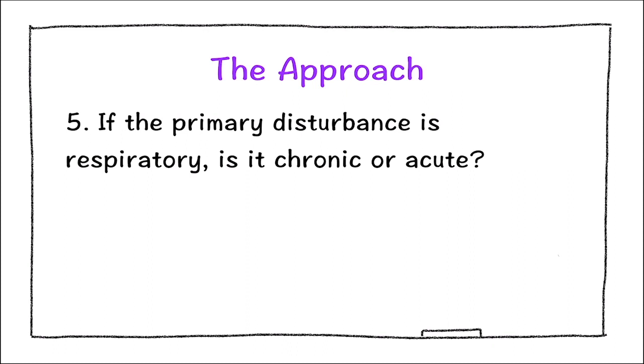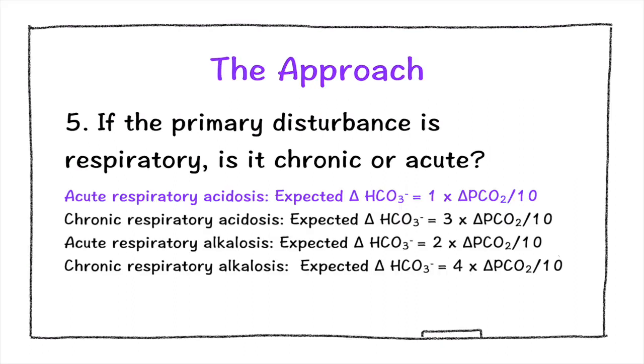Question 5. If the primary disturbance is respiratory, is it chronic or acute? For acute respiratory acidosis, the expected change in bicarbonate equals the change in PCO2 divided by 10. For a chronic respiratory acidosis, the expected change in bicarbonate equals 3 times the change in PCO2 divided by 10. For an acute respiratory alkalosis, the expected change in bicarbonate equals 2 times the change in PCO2 divided by 10. And for a chronic respiratory alkalosis, the expected change in bicarbonate equals 4 times the change in PCO2 divided by 10.